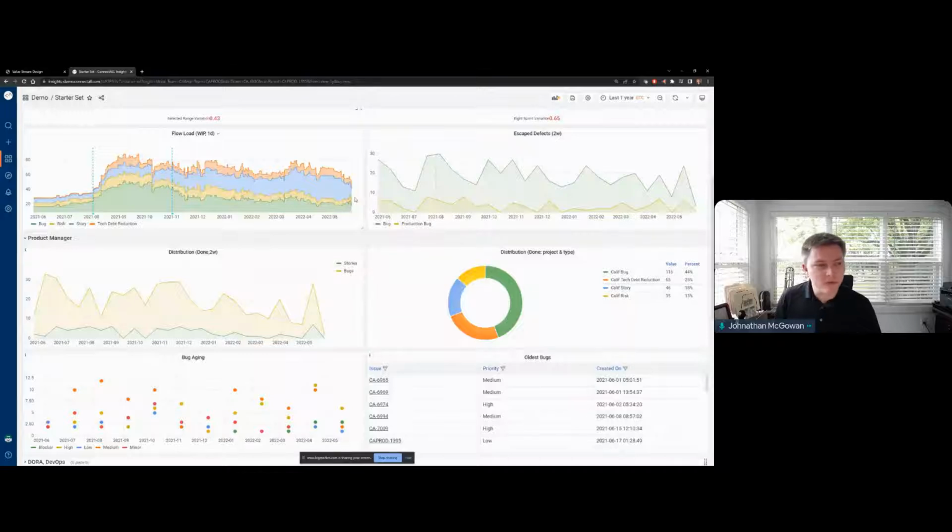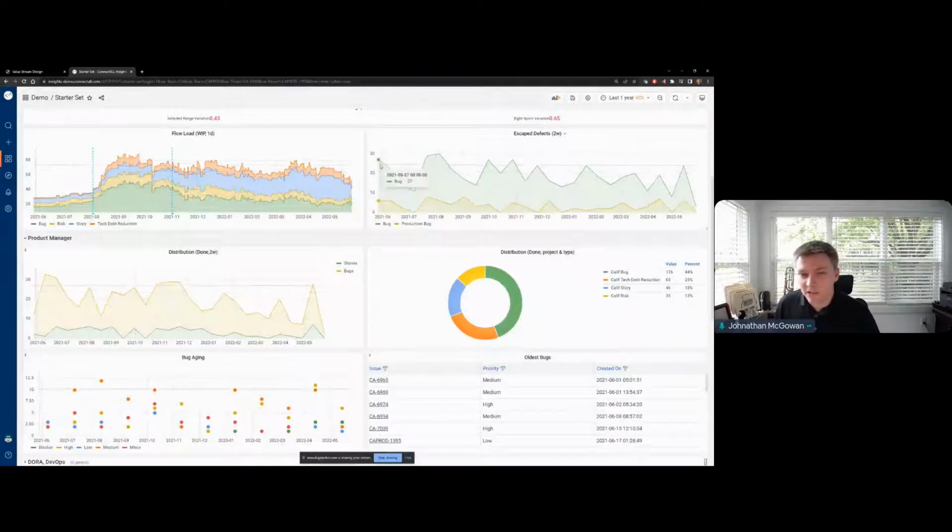It's great to see that we're working on stories and bugs and tech debt, but then take a look over here at the escape defects and get an idea of, okay, well, finding bugs is good, but we shouldn't have as many bugs. Where are they coming from, right? Where are the bugs coming from? This is taking a look at whether bugs are found in production or in a QA scenario, so you can differentiate between the two.